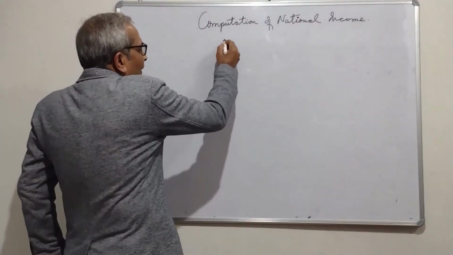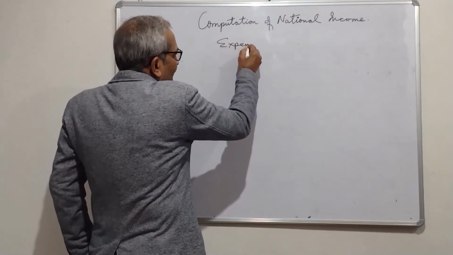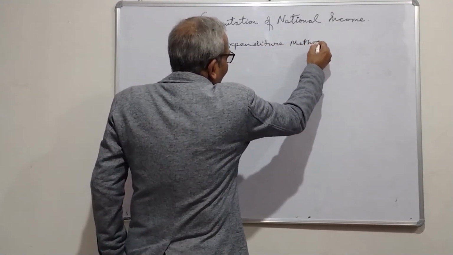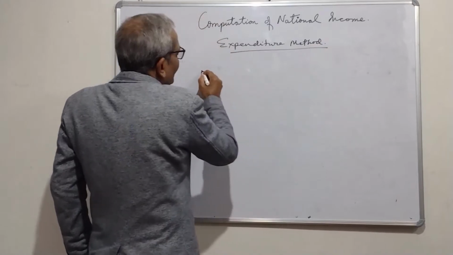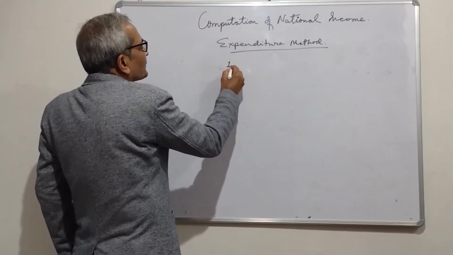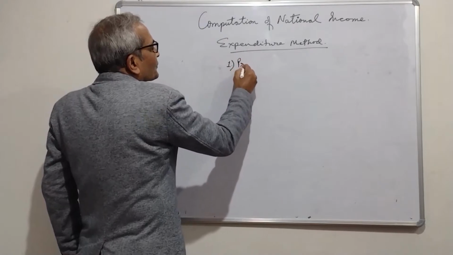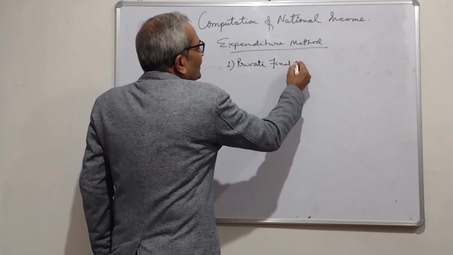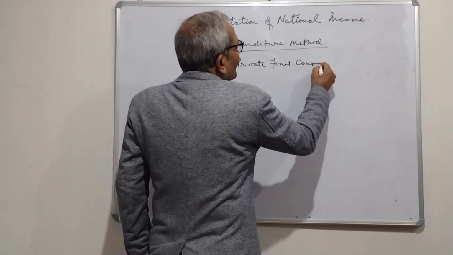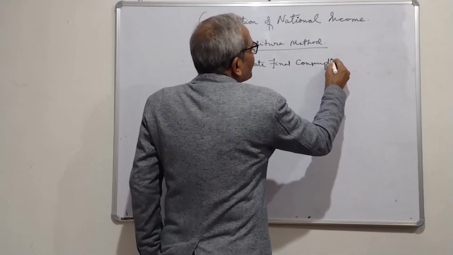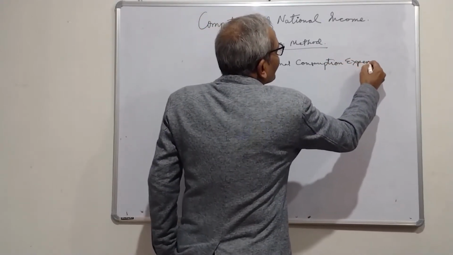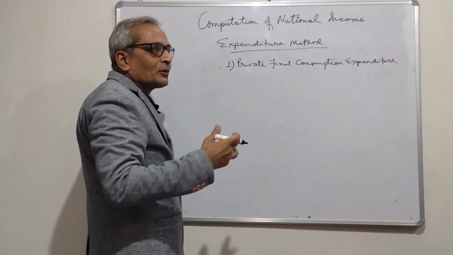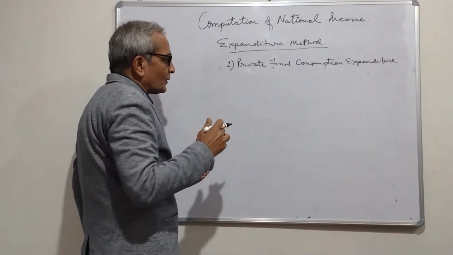So in expenditure method, the items are: number one, we have private final consumption expenditure. We have private final consumption expenditure. It is done by private sector, which includes firms as well as individuals.